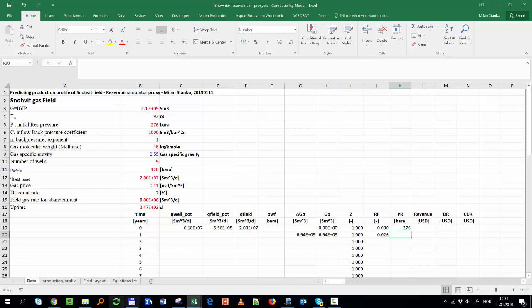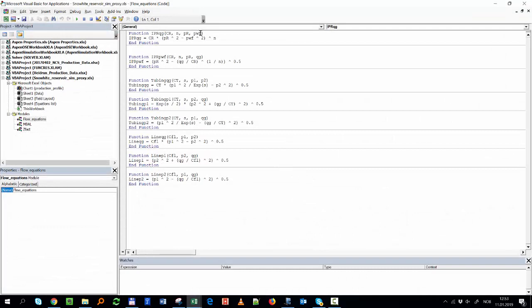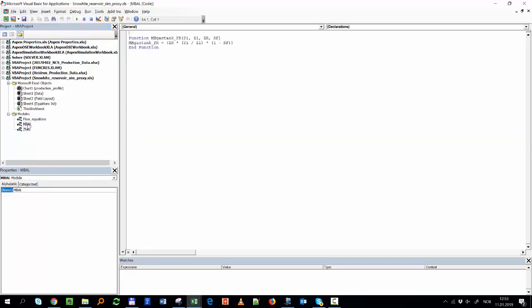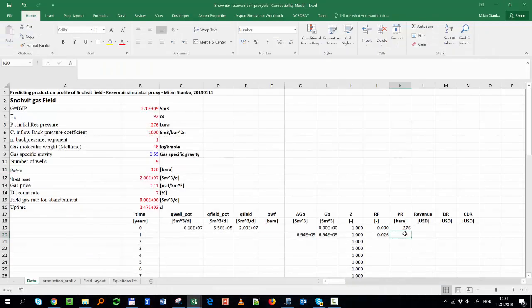For reservoir pressure, I try to find that equation. Again, I press Alt F11, and you see here to the left, I have different repositories. I have flow equations. I have this Z that we are not going to use for now. And we have this material balance, and we have that equation that I showed you earlier. You calculate pressure, you have initial pressure, deviation factor, and recovery factor. So let's use that expression. You can also call the equation by typing the name of the function, MB.